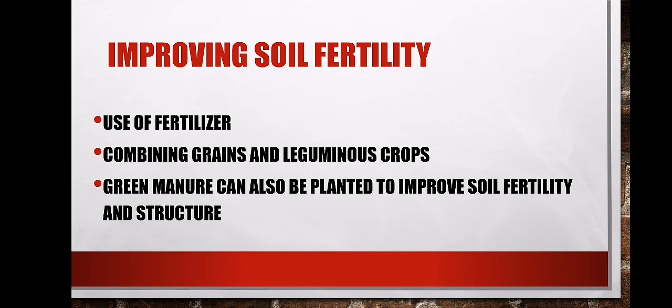Green manure can also be planted to improve soil fertility and soil structure. So that's what we can talk about, whereby before harvesting, you turn over the green manure. It will add nutrients to the soil. But just know that during improving soil fertility, you add fertilizer. Then we can have different methods of adding the fertilizer.